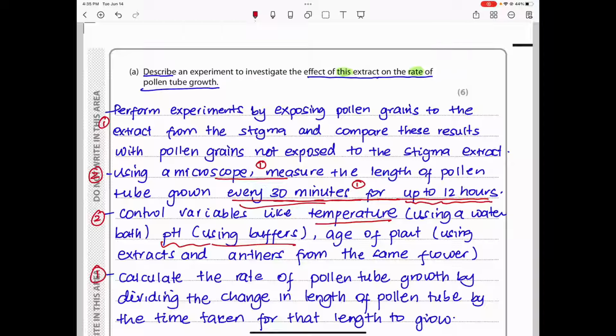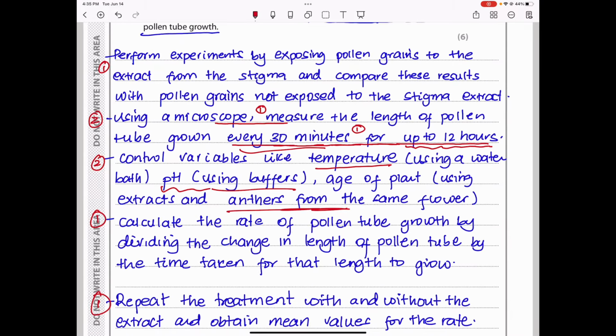The age of the plant that we're getting the extract from, as well as the plant we're getting the anthers from, should be the same. The part with the anthers that gives the pollen grains should be from the same flower, and therefore the same age, same species and everything. Then we can calculate the rate of pollen tube growth by dividing the change in the length of the pollen tube by the time it has taken for it to grow or to increase in size.